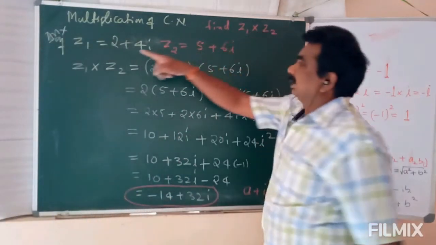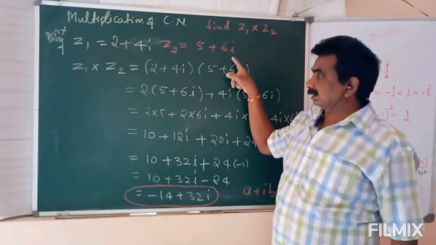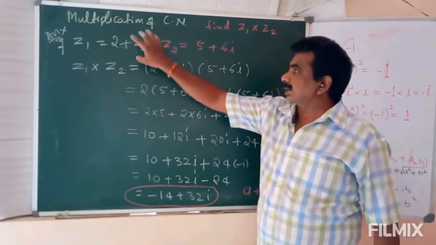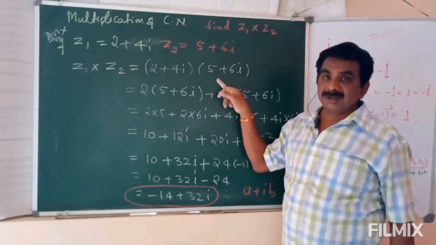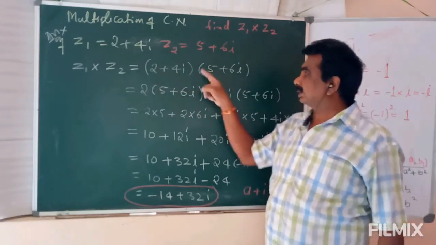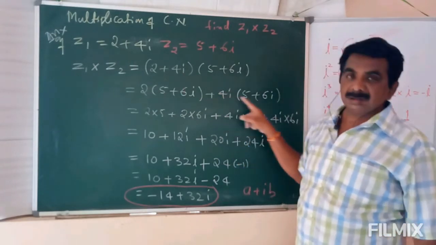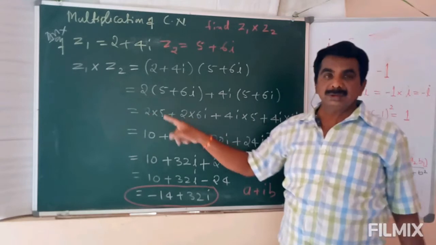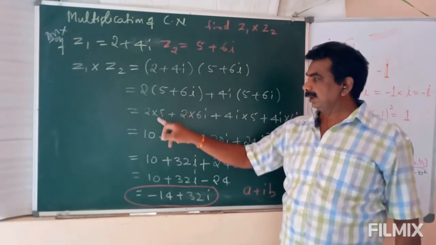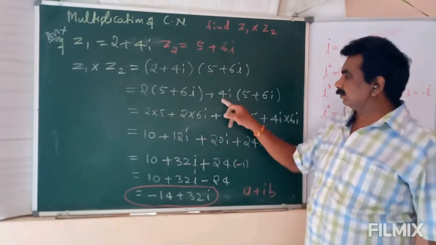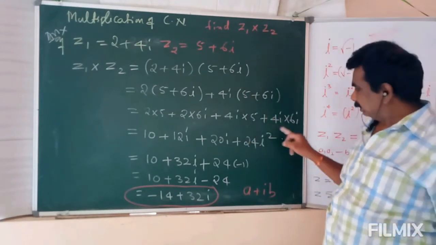Given z1 is equal to 2 plus 4i and z2 is equal to 5 plus 6i. Find z1 into z2. Write it first: z1 is 2 plus 4i, z2 is 5 plus 6i. First multiply 2 into this factor: 2 into 5 plus 6i, plus 4i into 5 plus 6i. Next, 2 into 5 plus 2 into 6i, plus 4i into 5 plus 4i into 6i.